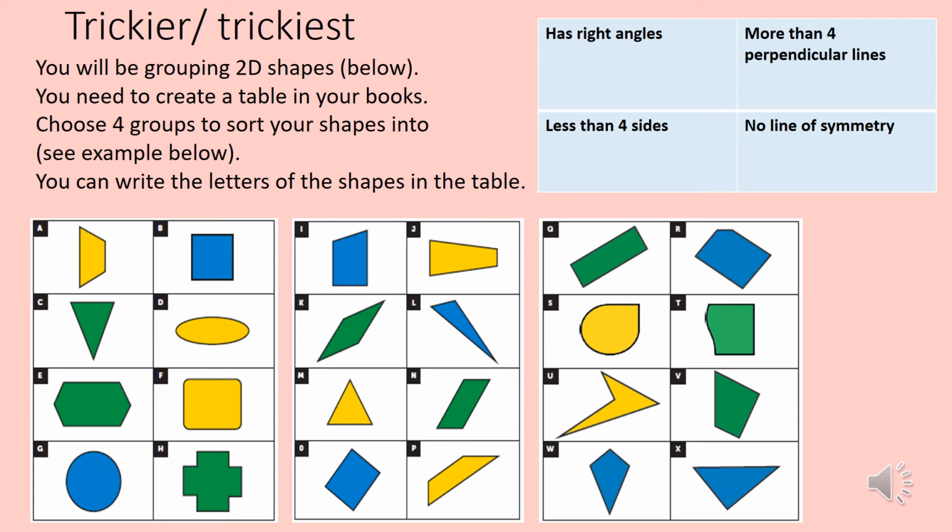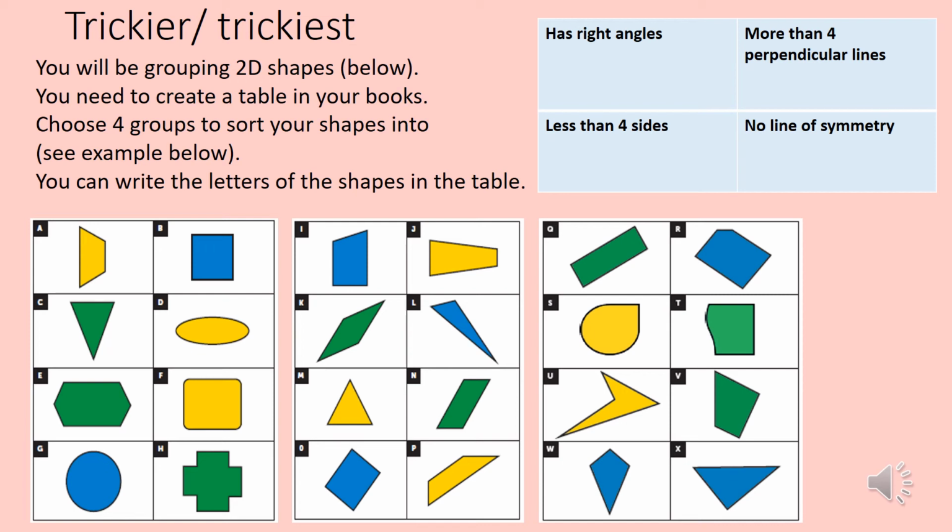Trickier and trickier, today you are going to be grouping 2D shapes, so you have a bit more shapes than what we have looked at today and yesterday. Trickier, if you're a bit confused with some of the unfamiliar shapes, you can skip them and do the other shapes. So to do this challenge, you will need to create a table in your books, a bit like the one I have in the corner.